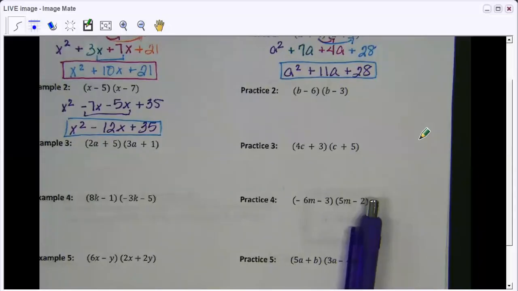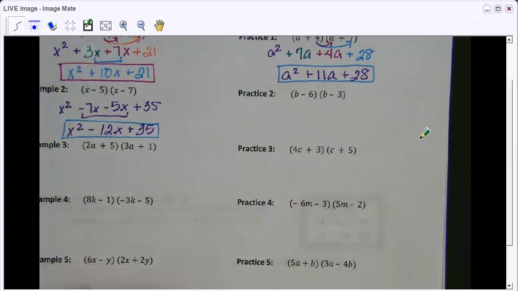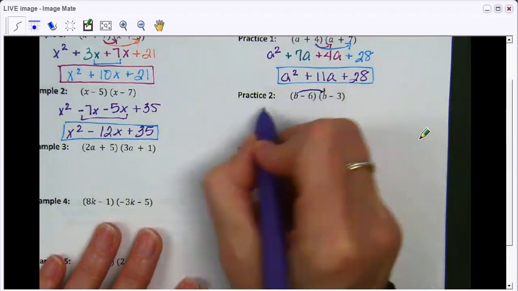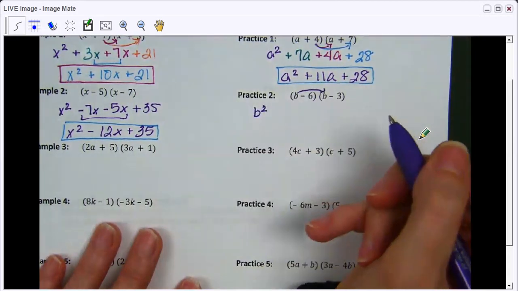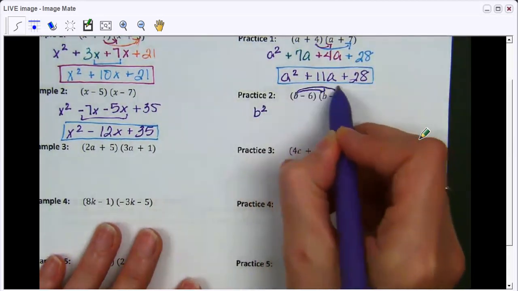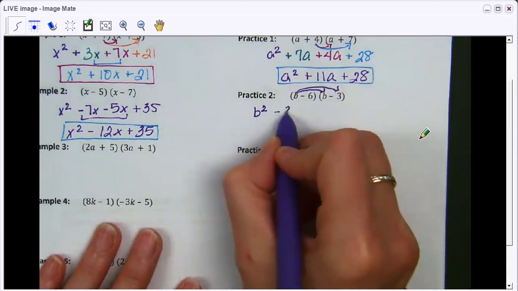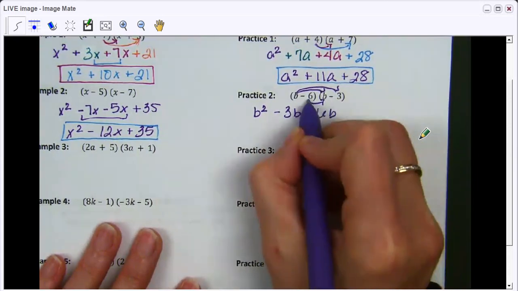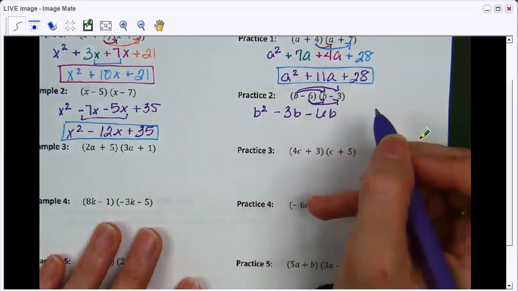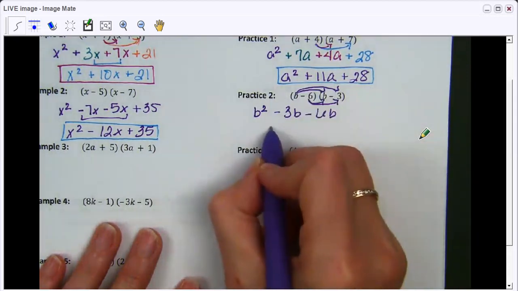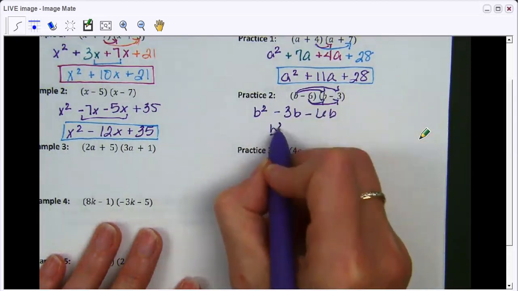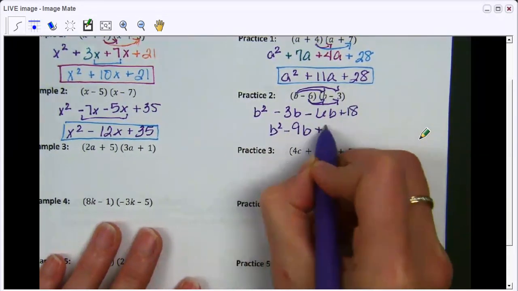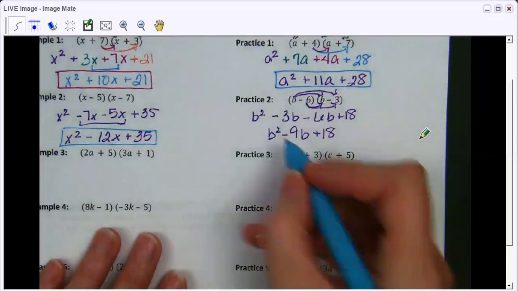Okay, Isaiah is going to go ahead and walk us through this. Okay, so first things first, you put the b and b together, creates b squared. Okay, minus, and there'll be a -3. Bring down the 3 and it'll be -3b minus 6b, and that's -9b, and then plus 18, and that's the answer. Yes, so smart. Good job, buddy.